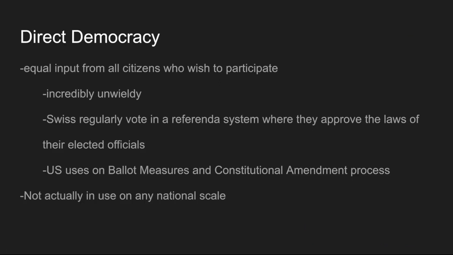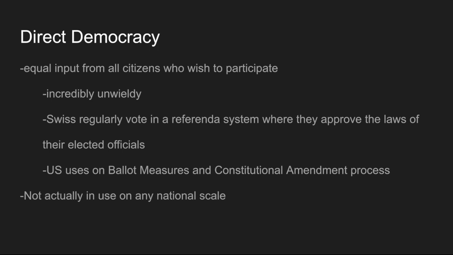Next up, we have direct democracy. There are no pictures on this because there are no direct democracies. Direct democracy in its purest sense means there's equal input from all citizens who wish to participate. So if we were to just say this class, there's about 30 of you plus me, everybody's voice would count the same. So when we're deciding, are we going to have a test on this, everybody would vote, and whatever the most popular vote was would win.